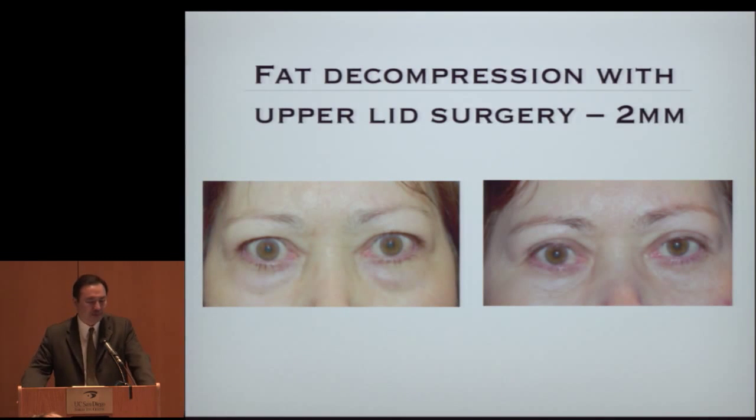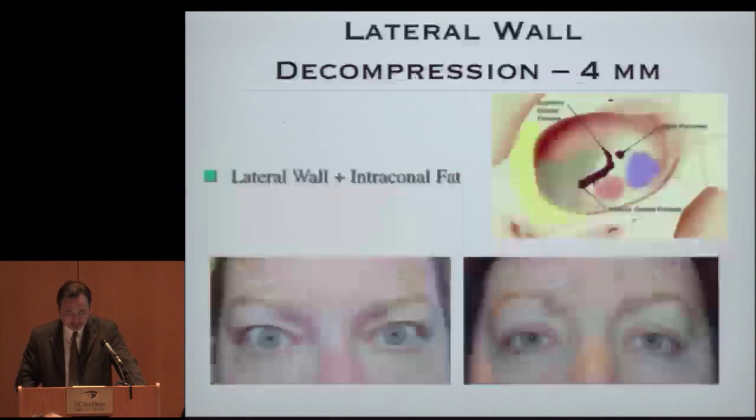These are some examples of some patients that have had fat decompression. This is the more mild type of disease. You might look at this patient and say, well, it doesn't look so bad, but she still doesn't look like she used to. She has this pressure behind her eyes. This is just taking a little bit of the fat and bringing her eyelid down.